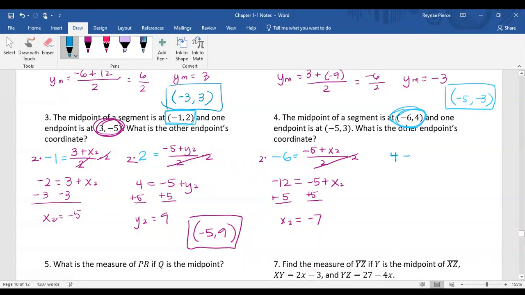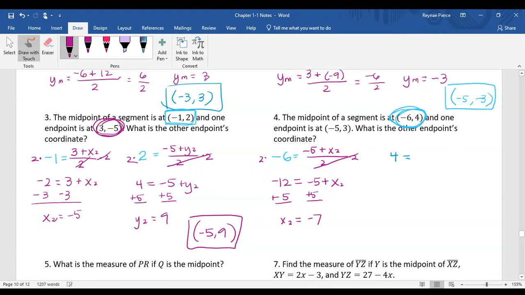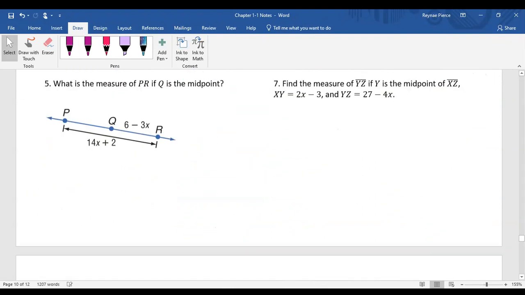The y coordinate of my midpoint is 4. The y coordinate of the endpoint that I know is 3. Multiply both sides by 2. Nope, 4 times 2 is 8. I'm left with 3 plus y2. The y coordinate of my missing endpoint is 5, so here's what my final answer looks like.